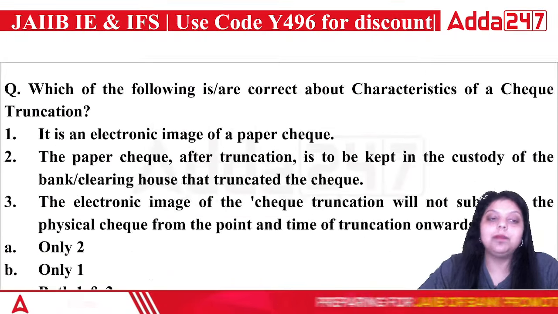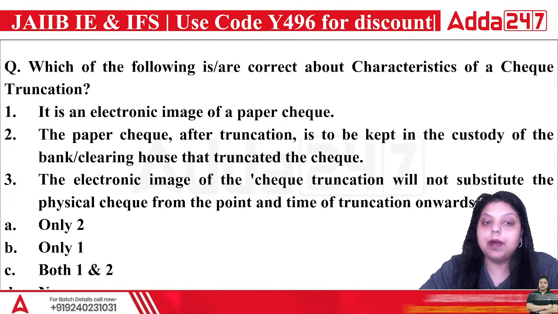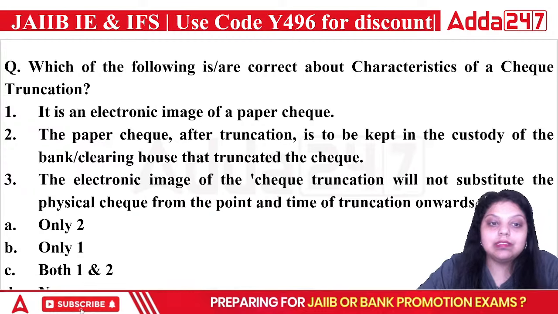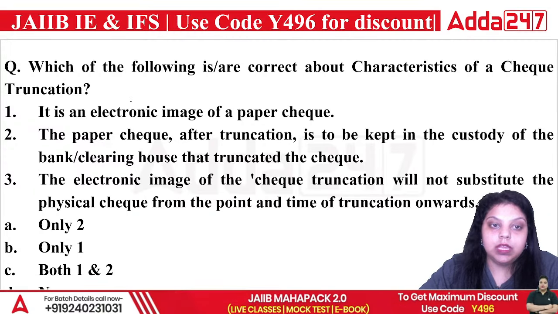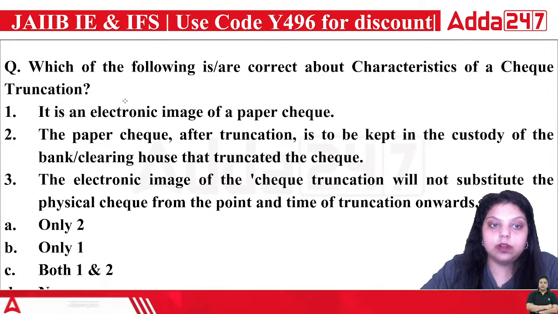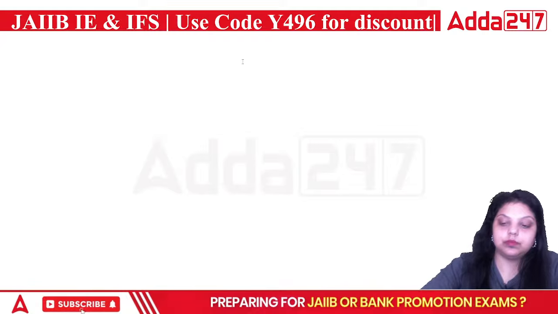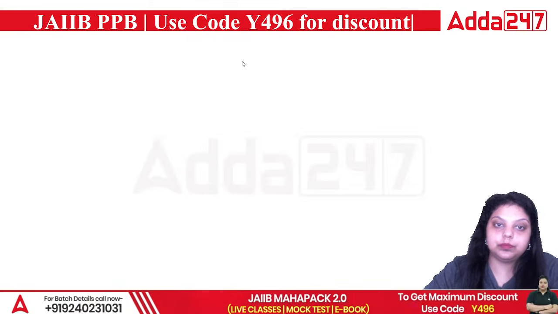Okay, let's start. The first question is asking which of the following is/are correct about characteristics of a check truncation. So we have to answer which statement is correct about a check truncation. A, B, C or D. Which one is correct? We have to answer.